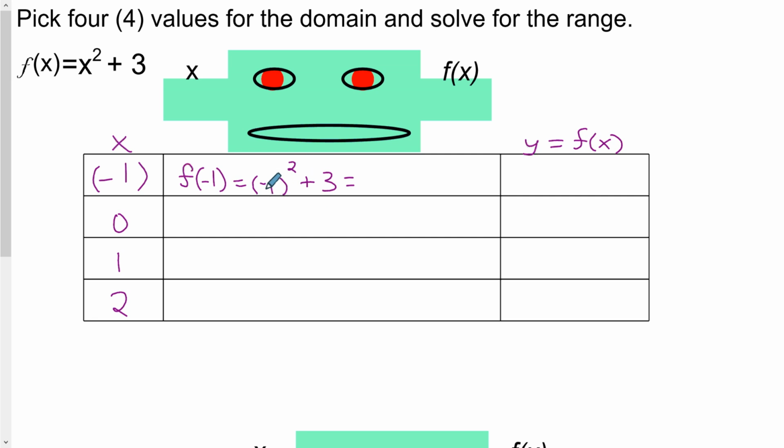-1 squared means -1 times -1. That's going to give us a positive 1 plus 3. And that gives us 1 plus 3, which is 4. So f of -1 is 4.